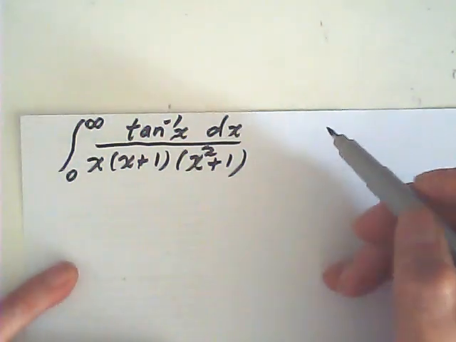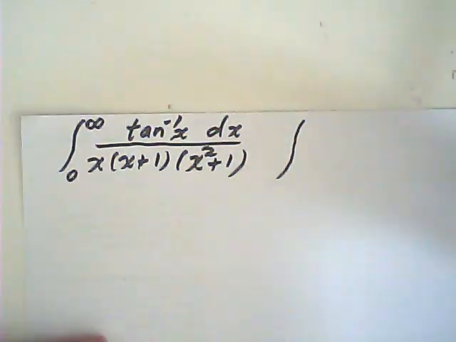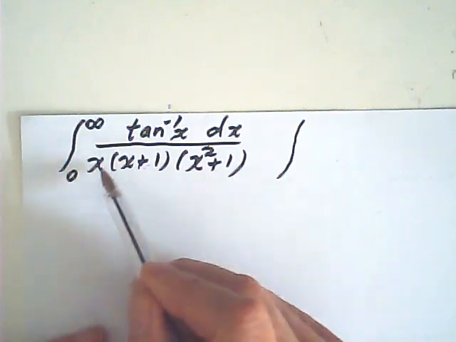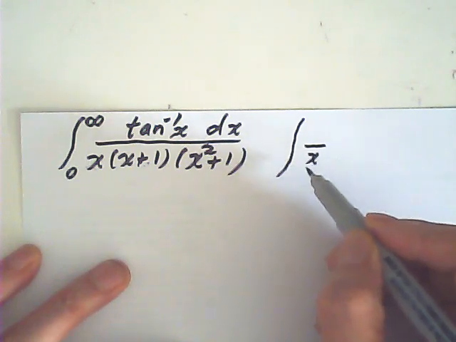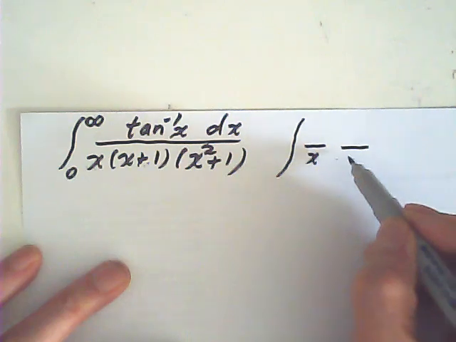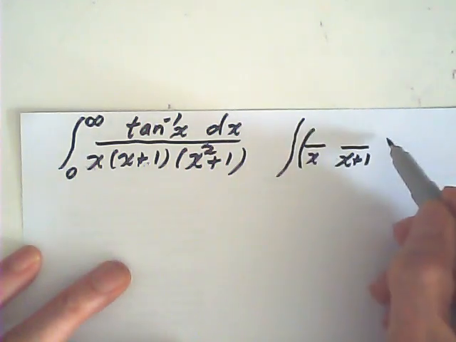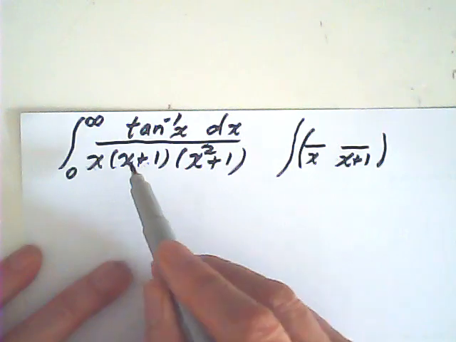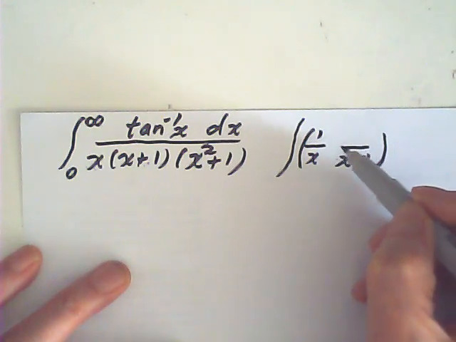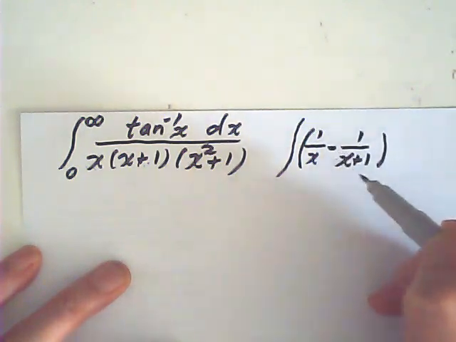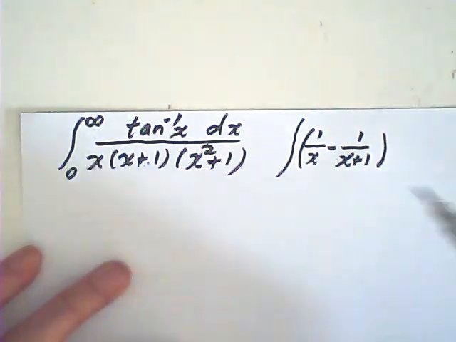Now, first, I use these two in the denominator as partial fractions. It can be considered as 1 over x minus 1 over x plus 1, and we can determine the coefficients on the numerator. This is 1, this is minus 1. Okay, that is the partial fractions for the first part.